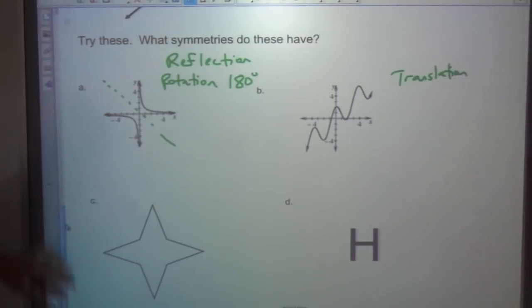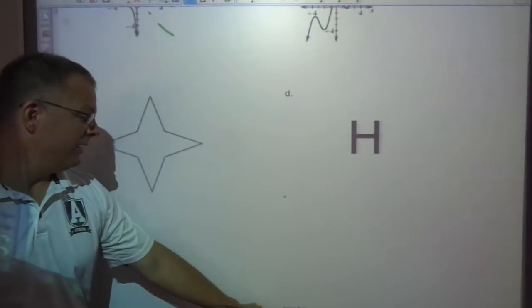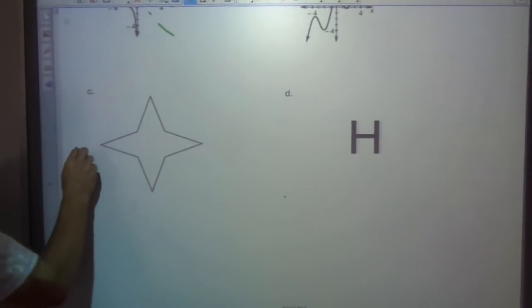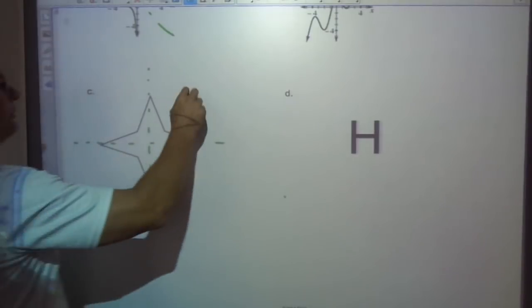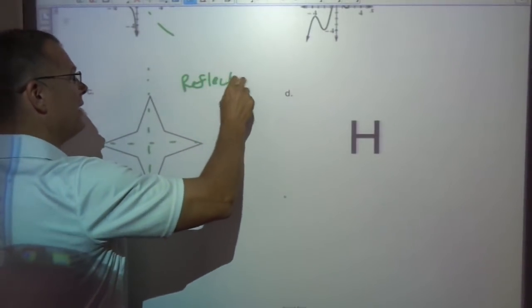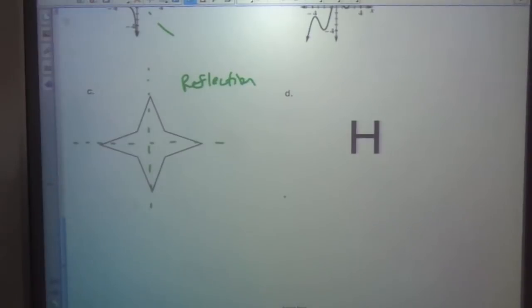The ones down here, this star, does it have reflection symmetry? Yes, here's a line of symmetry, or here's a line of symmetry. So it has reflection symmetry. Does it have rotation symmetry?